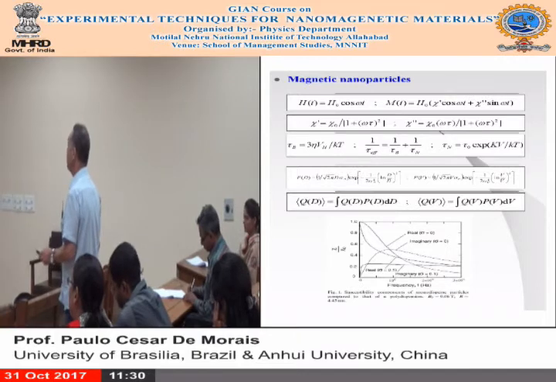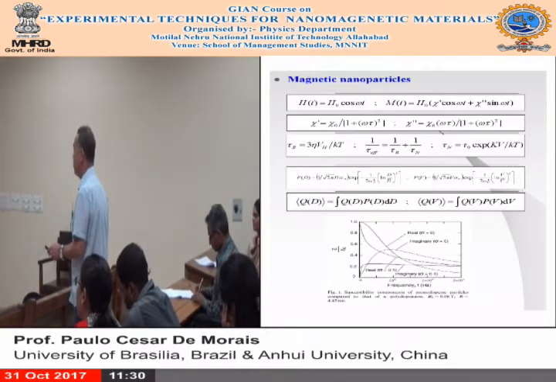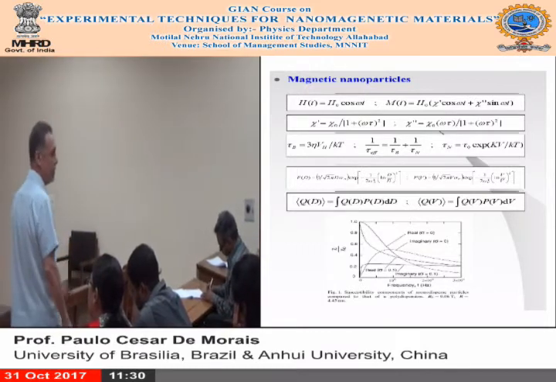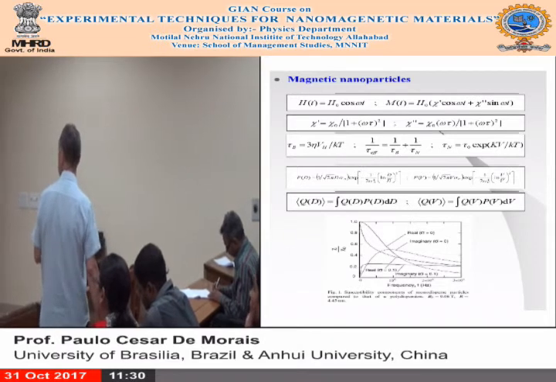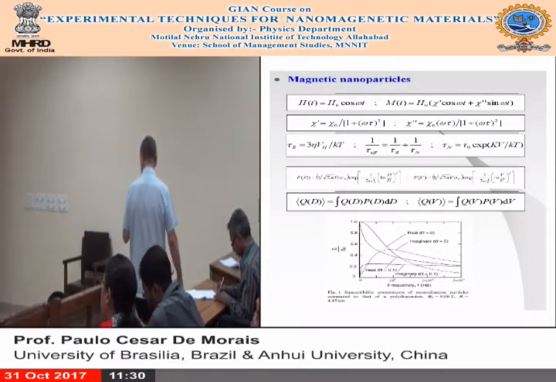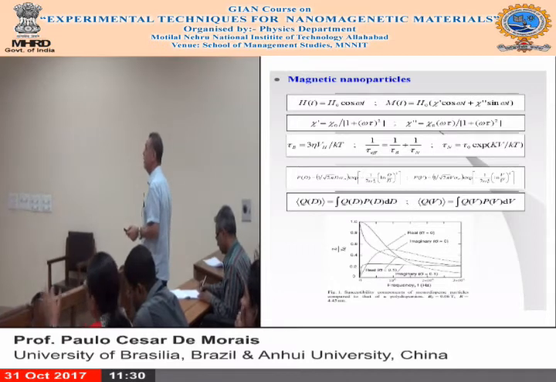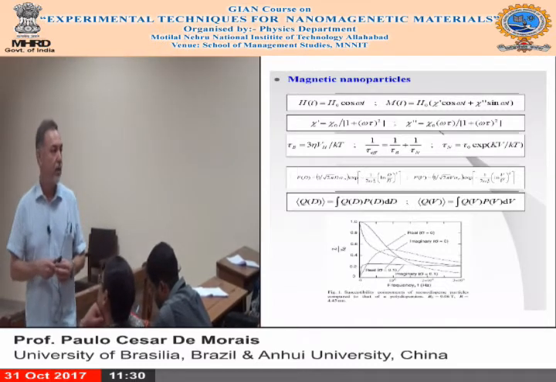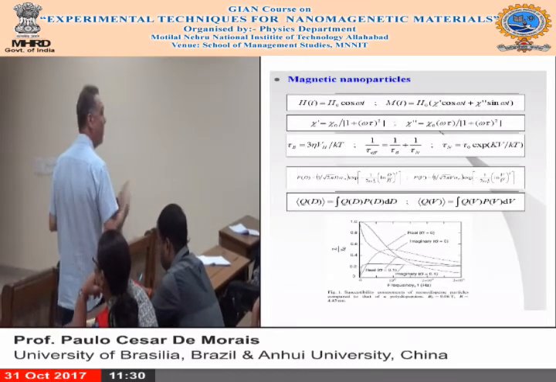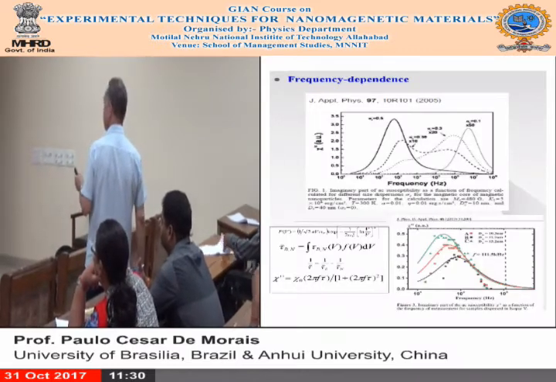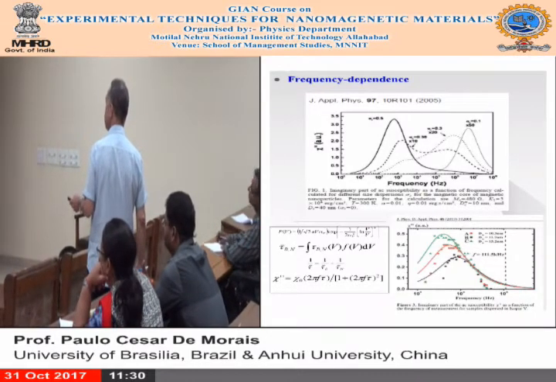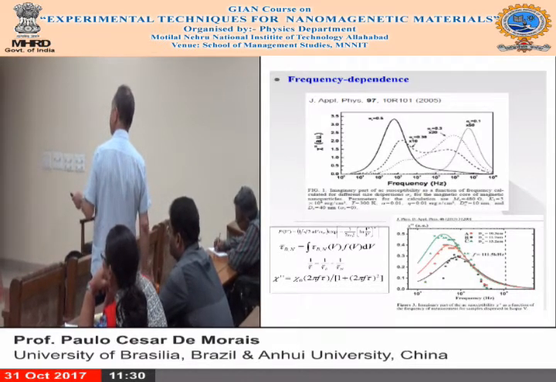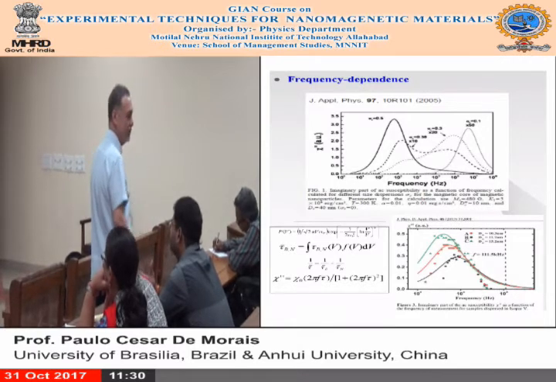Okay, and then any property of the system you can express as an average, taking into account the particle size polydispersity. Now, we can evaluate the frequency dependence of the susceptibility. So, here is the frequency dependence of the imaginary component of susceptibility. It changes very much if you change the relaxation time.